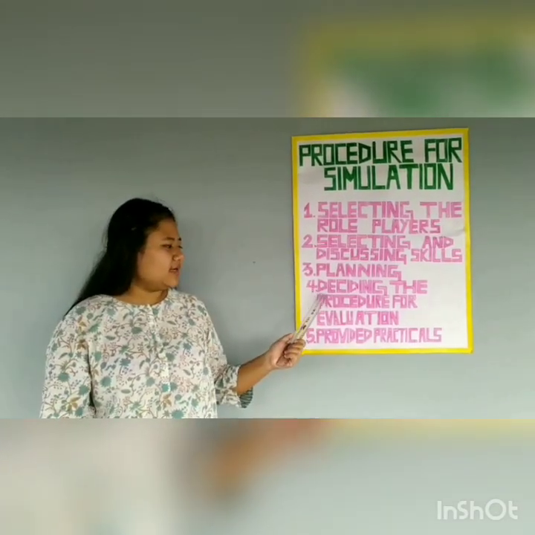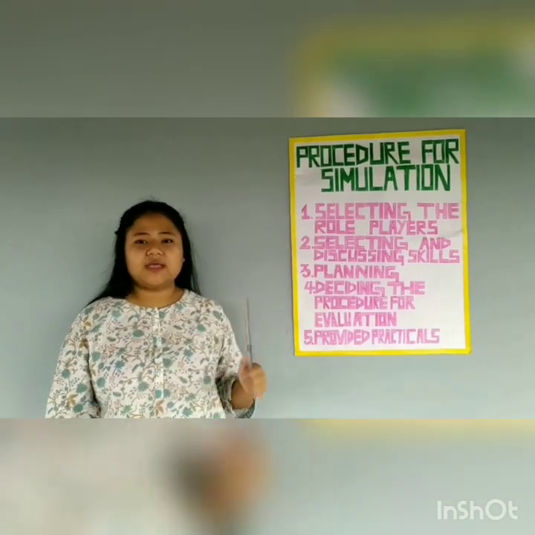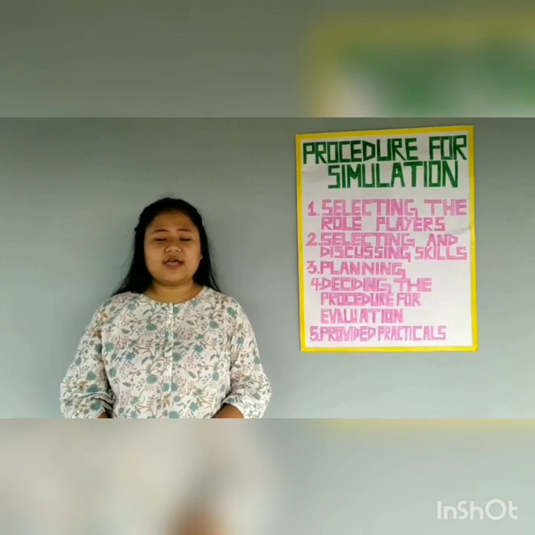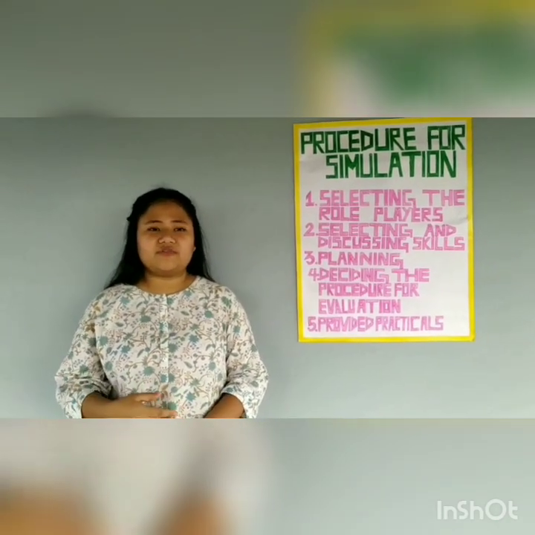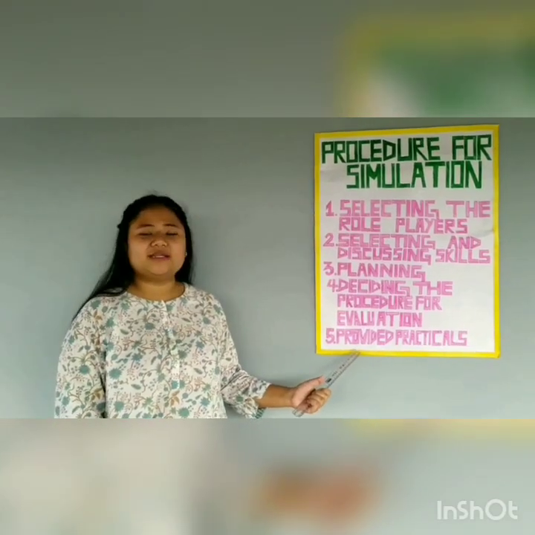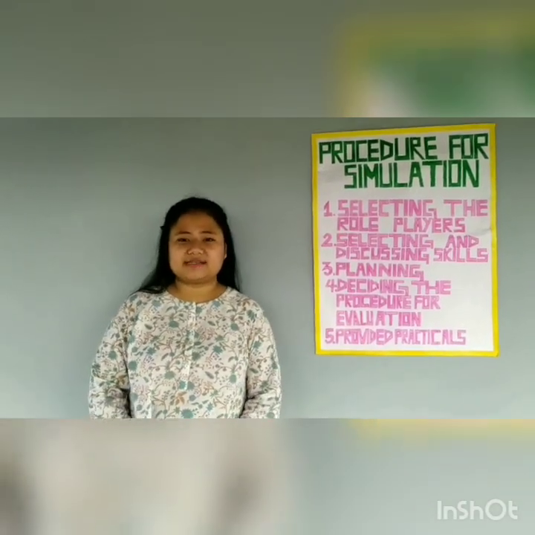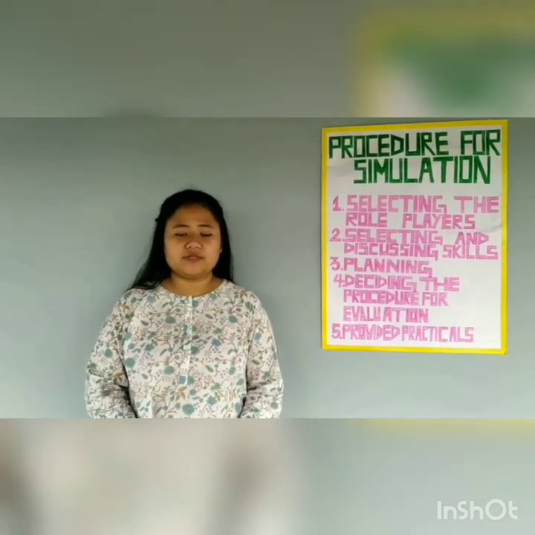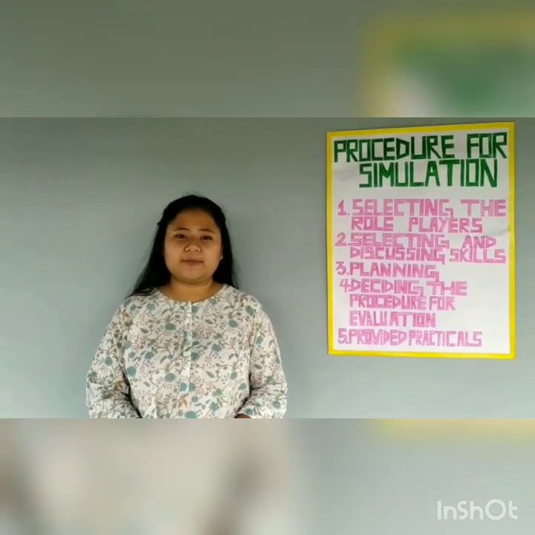Number 4, deciding the procedure for evaluation. How to record the interaction and how it is to be presented by the actor has to be decided so that proper feedback on his performance can be given. Number 5, provide practical lessons. The role players should be provided reinforcement on their performance to give them training for playing the part well.